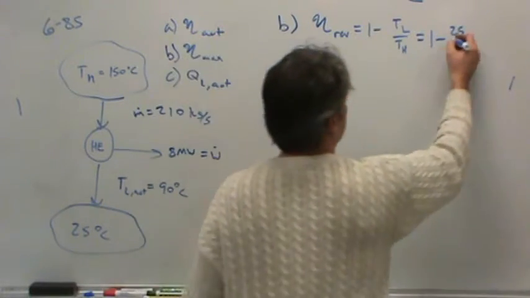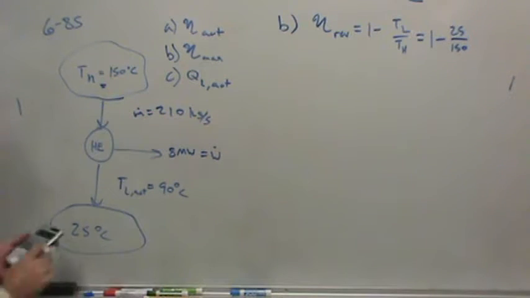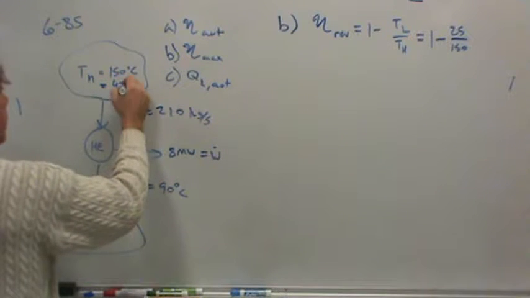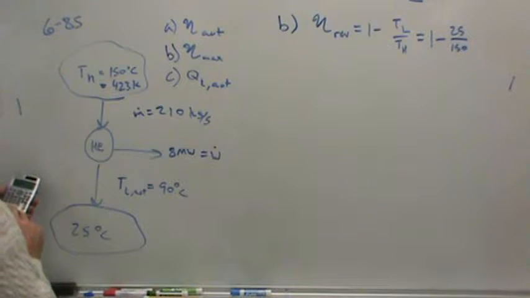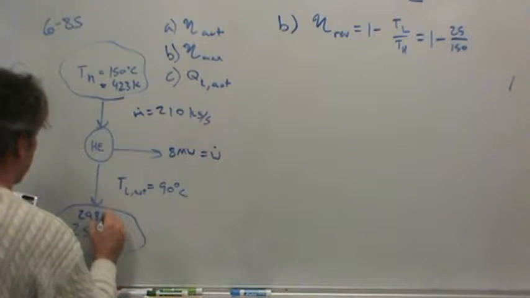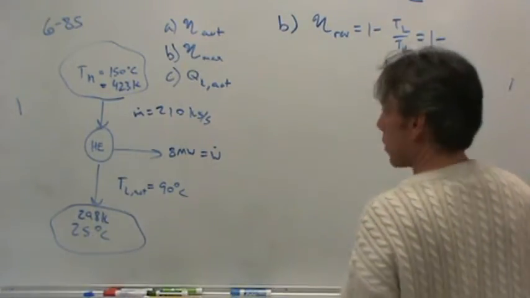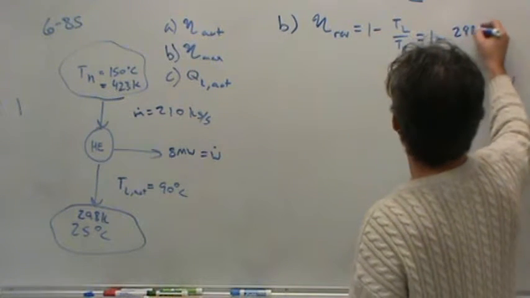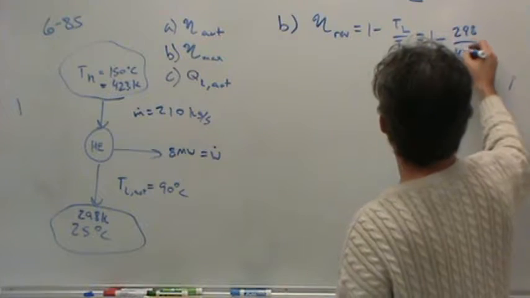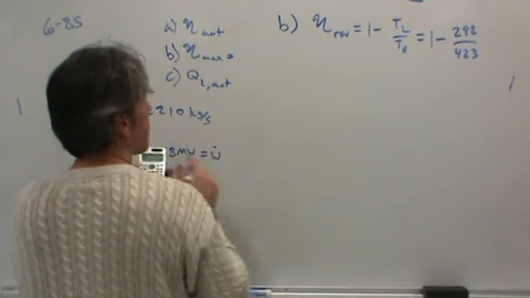We can't just take 25 over TH where TH is 150 because we have to plug in absolute units. So let's see, 150 and 273 are 423 Kelvin for the high temperature. 25 and 273 are 298 Kelvin for the low temperature. So that's what we actually have to plug in to come up with the maximum thermal efficiency. So TL is 298, TH is 423.